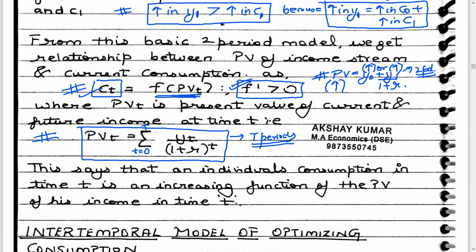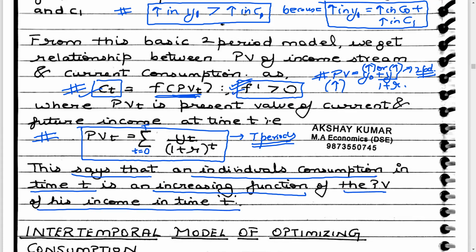So this says that an individual's consumption in time period t is an increasing function. That is why f dash is positive. It's an increasing function of the present value of his income in time t. The whole point is trying to summarize that if your present value of income goes up, consumption in all the periods will go up.